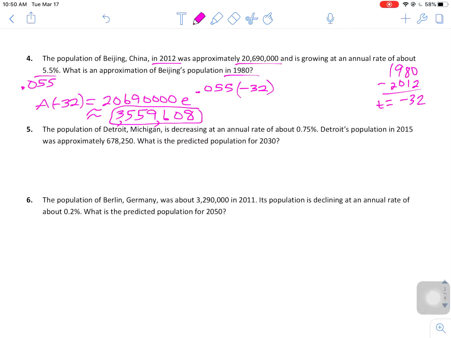So in number 5, we'll notice that our rate, our percentage is 0.75. So that is showing us that we're decreasing because, hold on just a second.